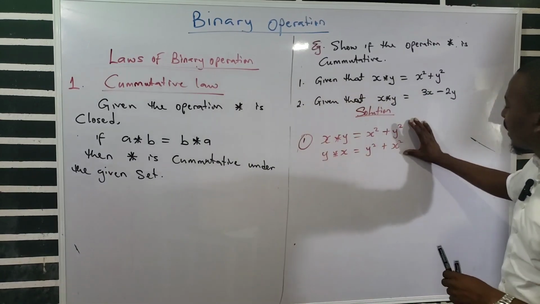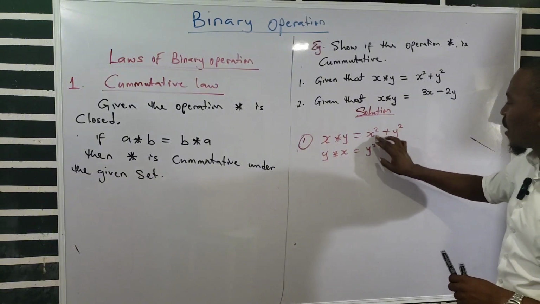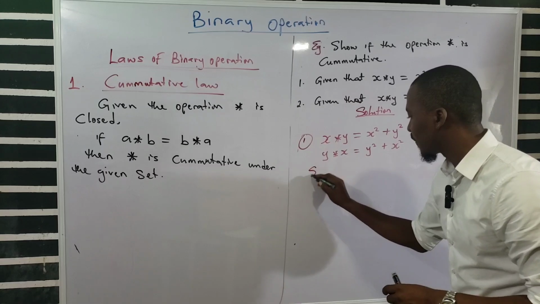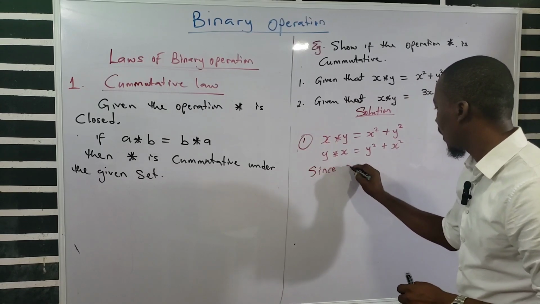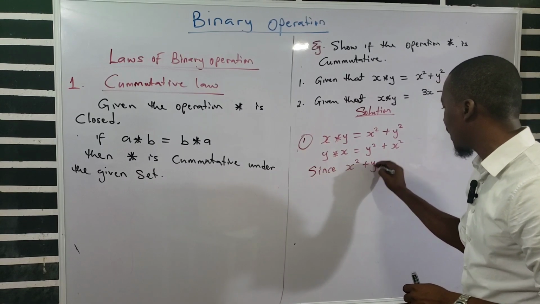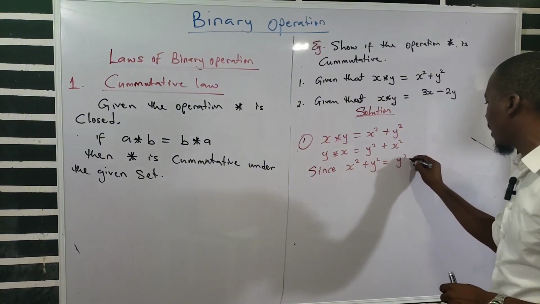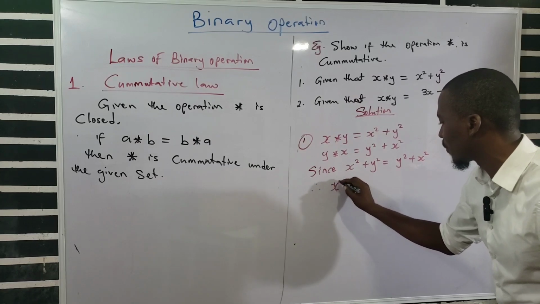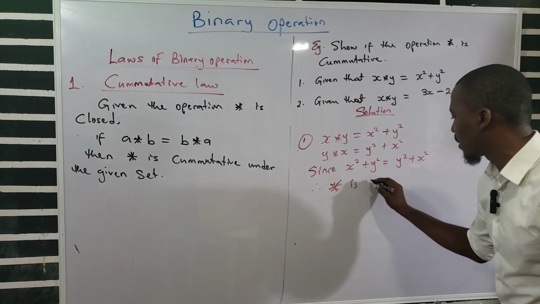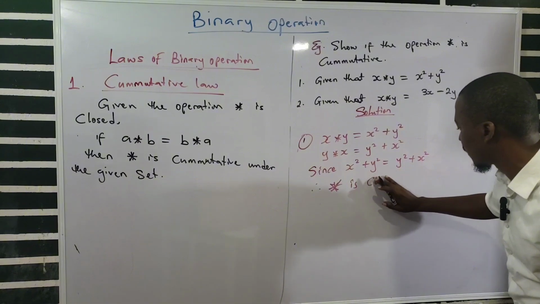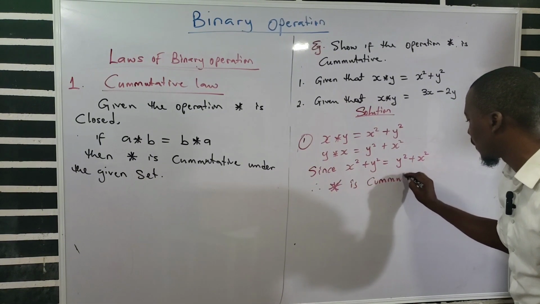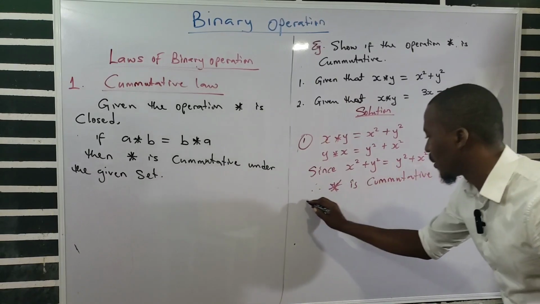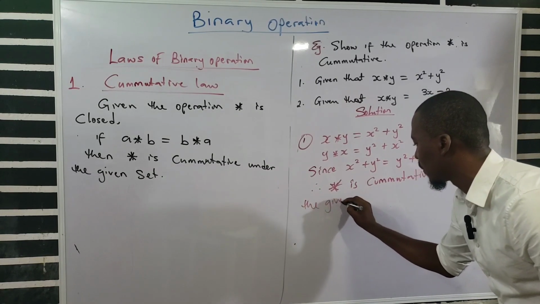Now, these two things, are they the same? Is x squared plus y squared the same thing as y squared plus x squared? Since x squared plus y squared is the same thing as y squared plus x squared, therefore the operation is commutative under the given set.